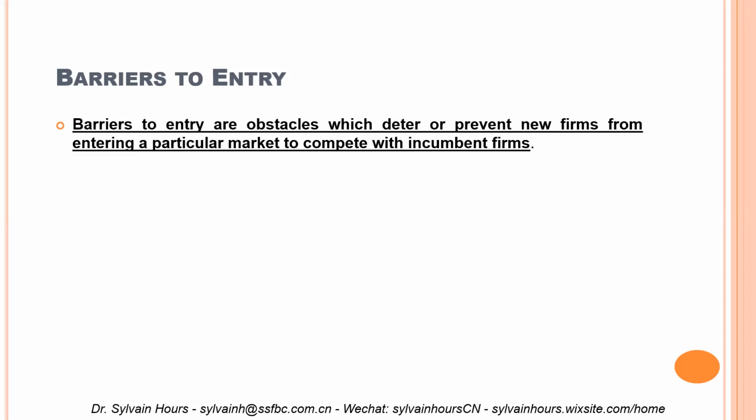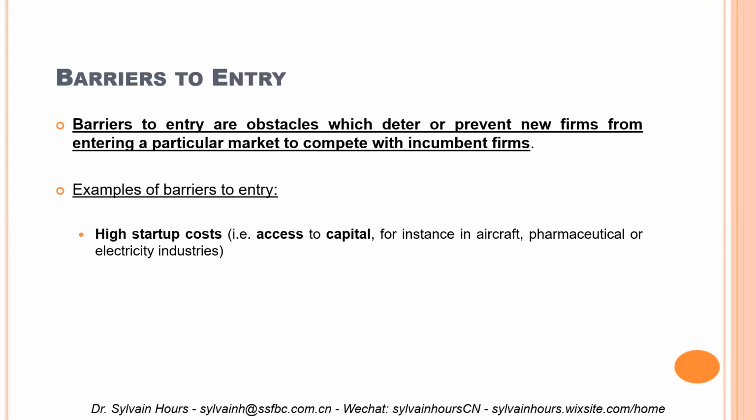First, how do we define it? It's any obstacle which deters or prevents new firms from entering the market to compete with incumbent firms. This means the firms who are already in the market. And there are many different reasons, so many different types of barriers to entry. So let me just give you an outline of the different types of barriers to entry.